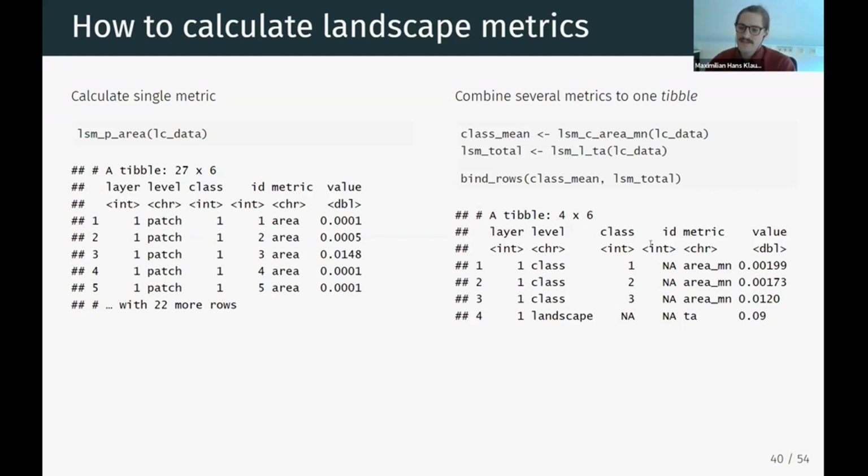And as you can see, some columns might not be available. So for example, on landscape level, it does not make sense to have a class ID or a patch ID. So this is automatically set to NA. And also on the class level, we don't have a patch ID because we look at the whole class. So again, this is automatically set to NA. But this allows us to combine metrics from the patch level, the class level, and the landscape level into one big result table.